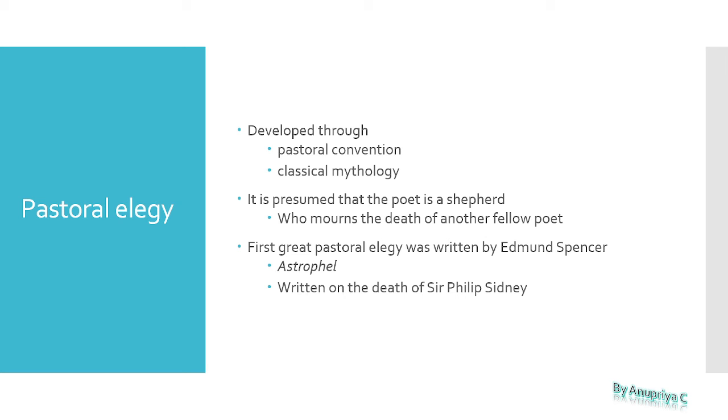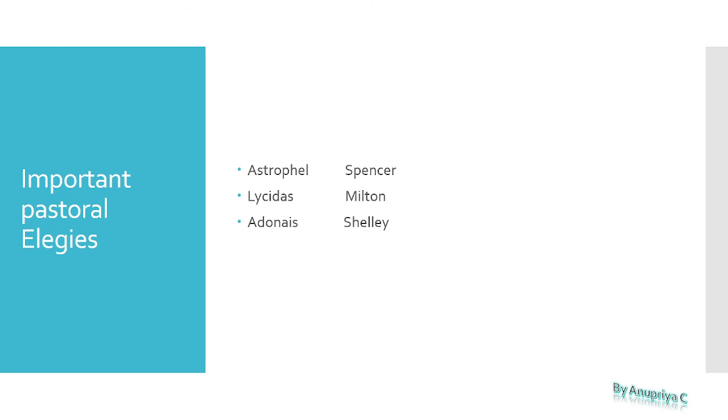The first pastoral elegy was written by Edmund Spenser, and the name of the elegy was Astrophel. It was written on the death of Sir Philip Sidney. So Edmund Spenser was the first one to write a pastoral elegy in English, and it was written on the death of Sir Philip Sidney, another great poet. So some of the important pastoral elegies are Astrophel, written by Spenser, Lycidas, written by Milton, Adonais, written by Shelley.